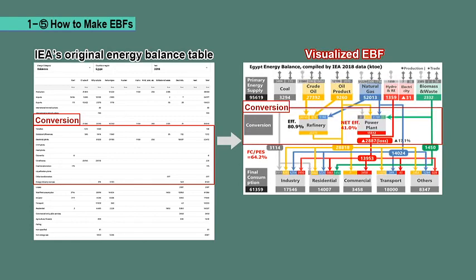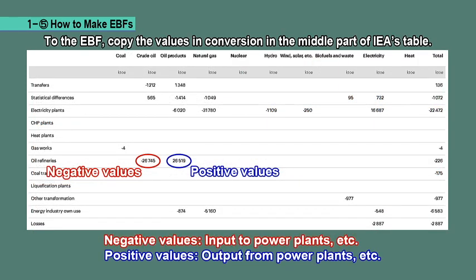For the middle part, refer to the middle of the IEA table and copy the information to your EBF. There are positive and negative values. Negative values show input to power plants, refineries, and other facilities. Positive values show output from these facilities.